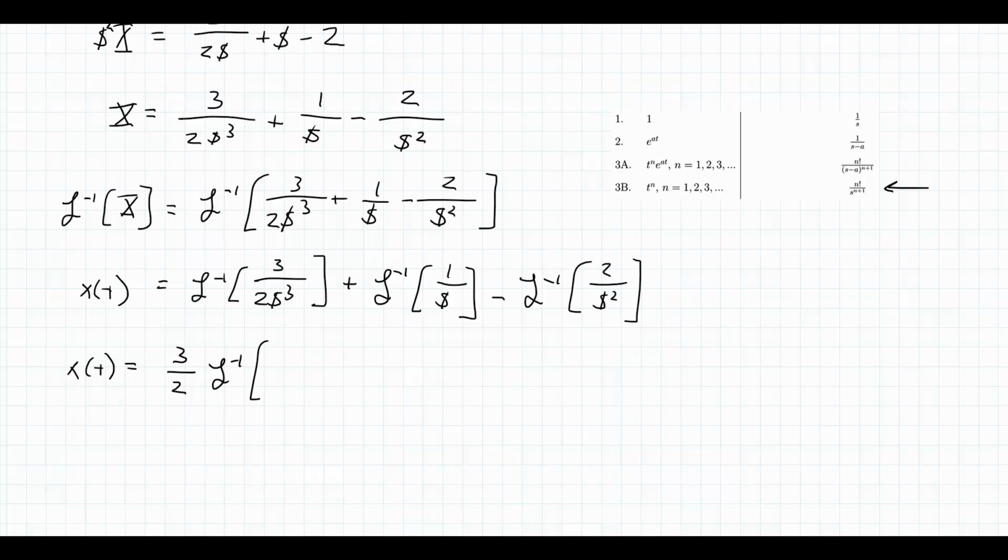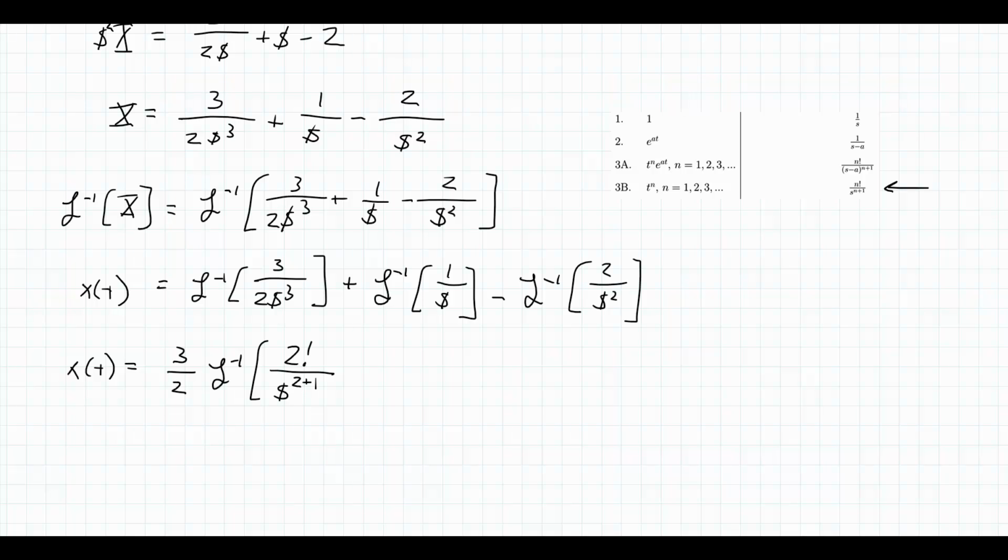All right, so the 3 over 2 I'm going to take to the outside, so I'm going to have in my denominator here, s cubed, I'm going to rewrite that as s to the 2 plus 1 power, just so it looks just like what we have in 3b. I haven't changed anything, that's still s cubed. But now if we look at 3b, our denominator is in the form of s to the n plus 1 power, where for the first term n is 2, which means I'm going to need 2 factorial, which is just 2 on the top. Now, I have to be careful though.